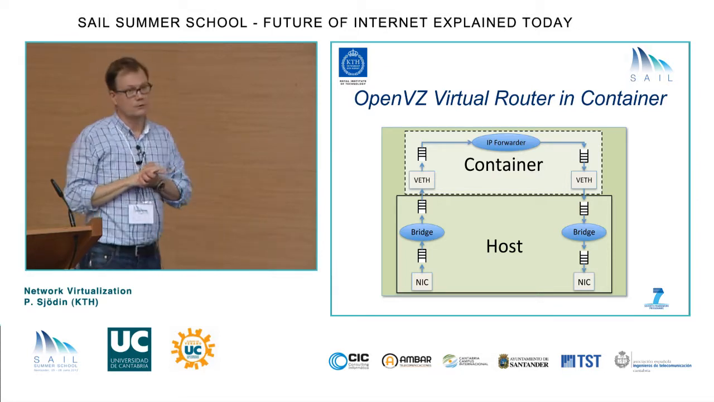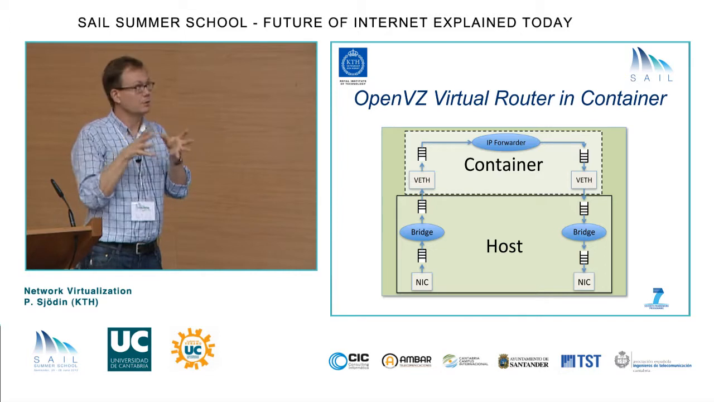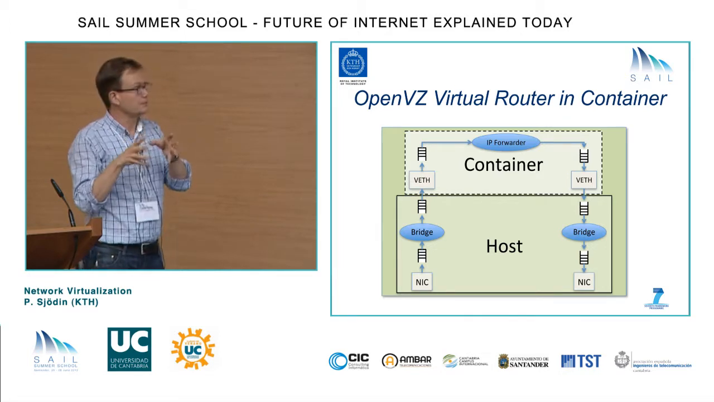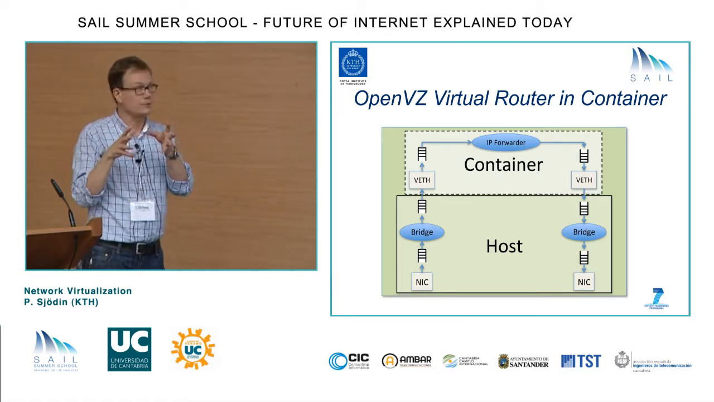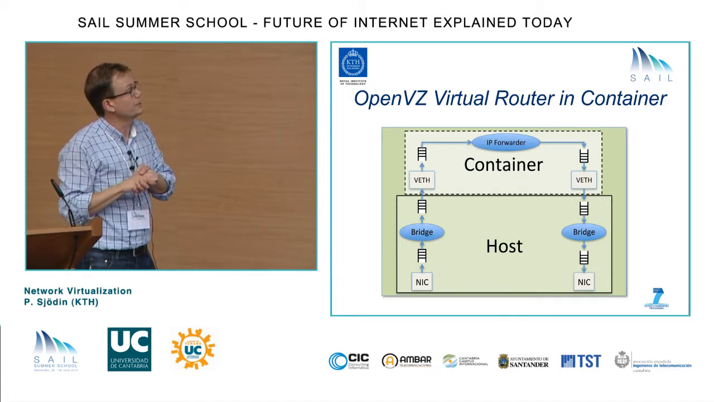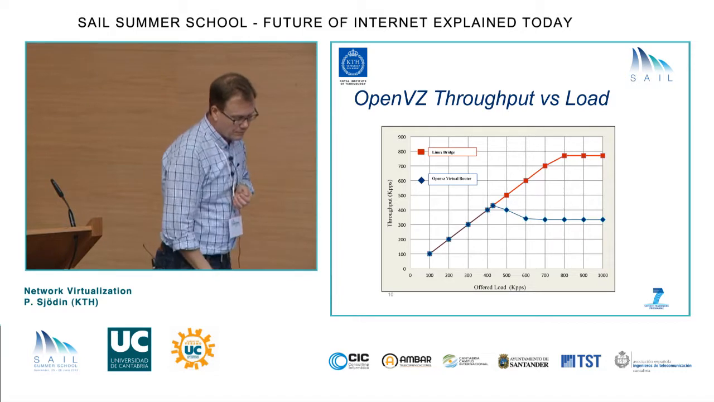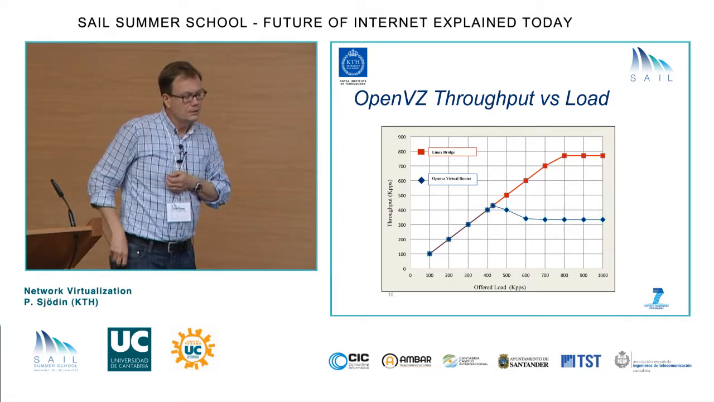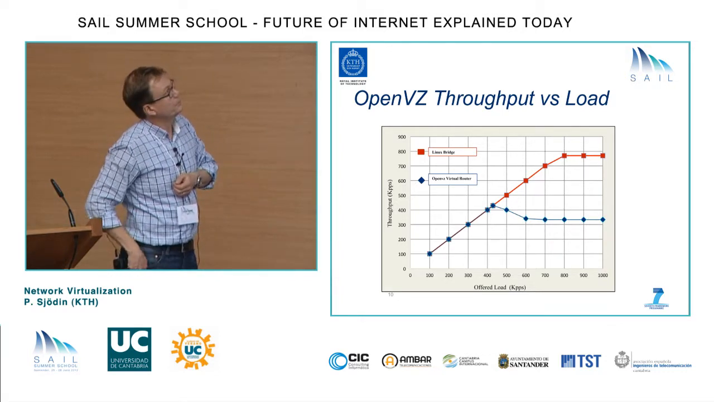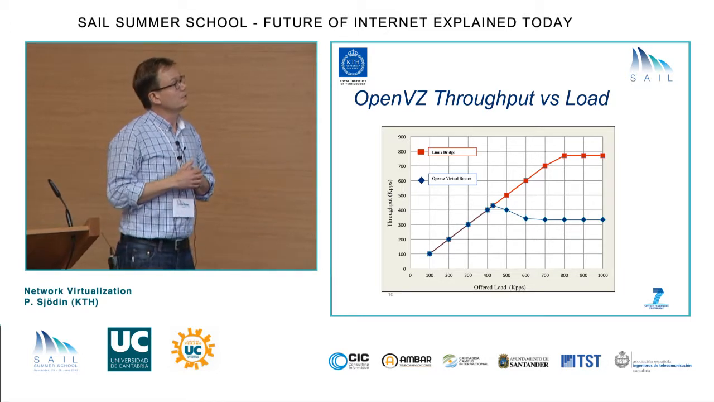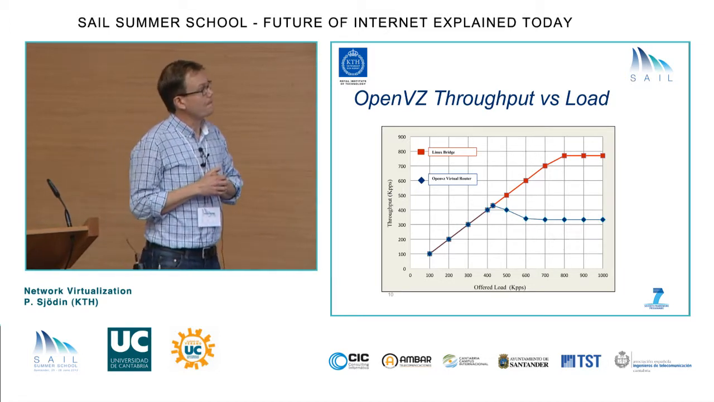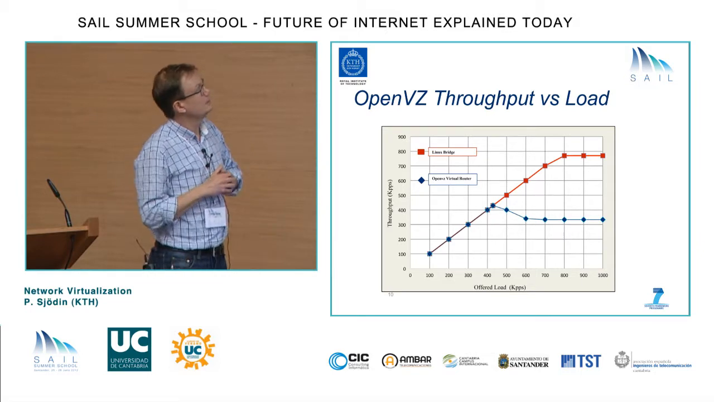So this is straightforward. We take what we have in terms of virtual interfaces, in terms of functionality for switching packets between virtual interfaces, and put them all together in order to achieve this functionality. And then I have some performance numbers for that to show that we are actually paying quite a lot in terms of performance penalty for doing this.